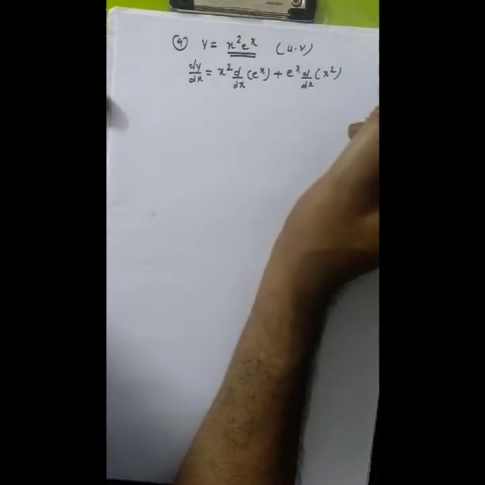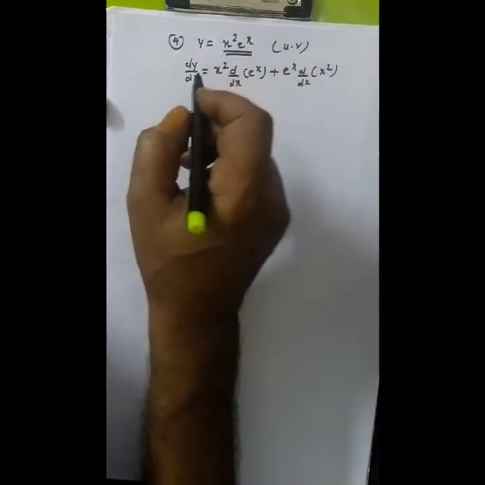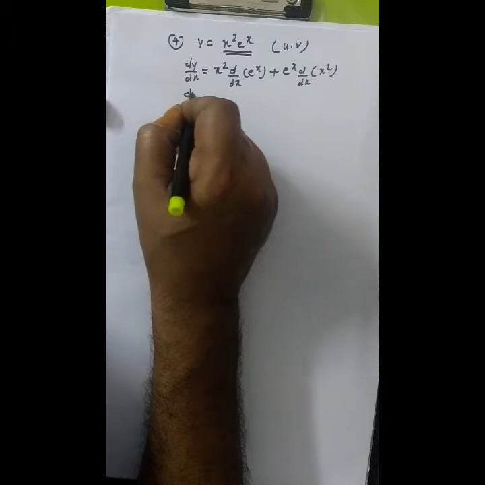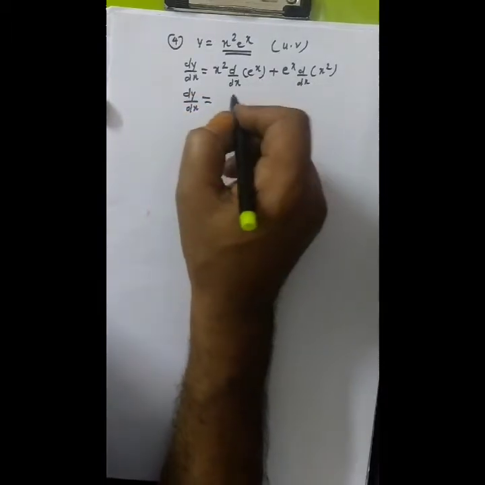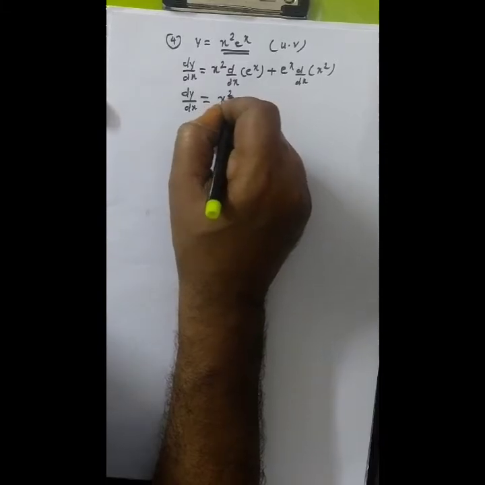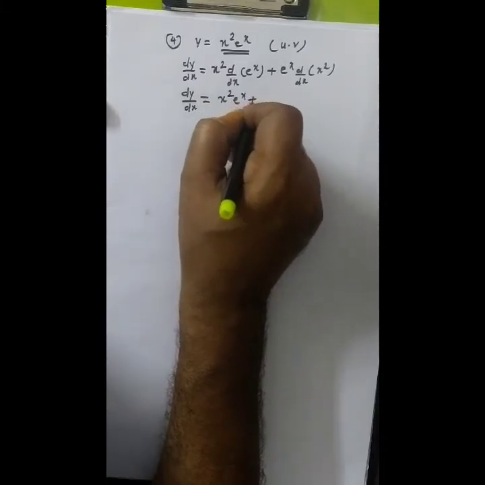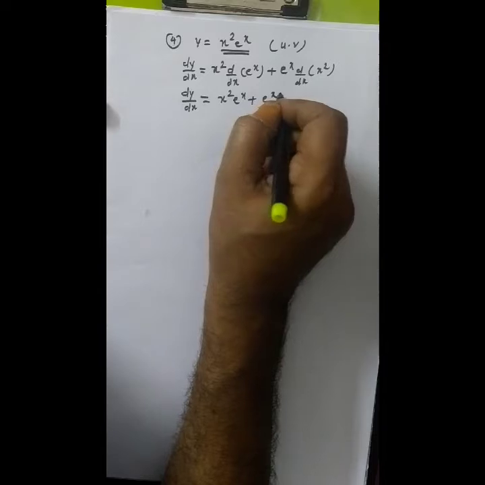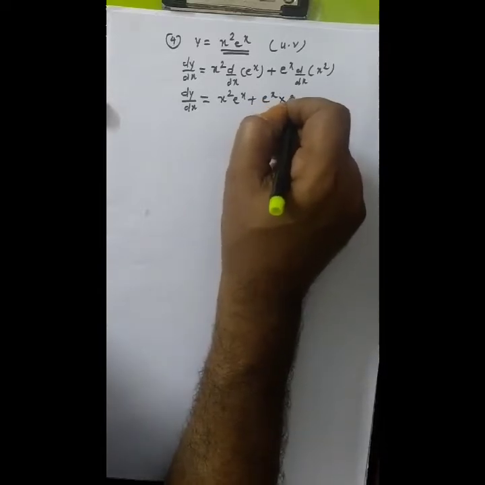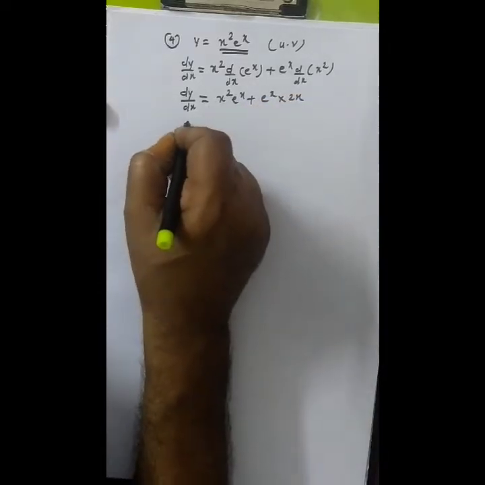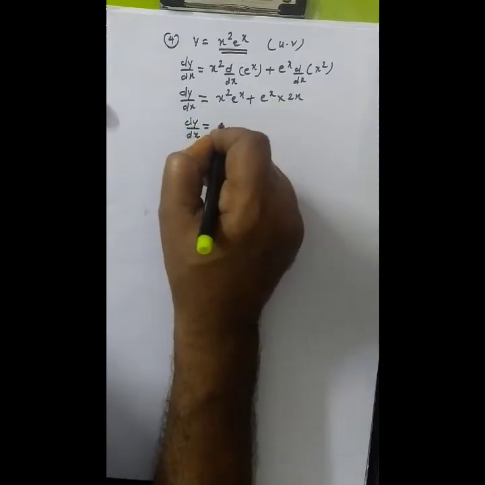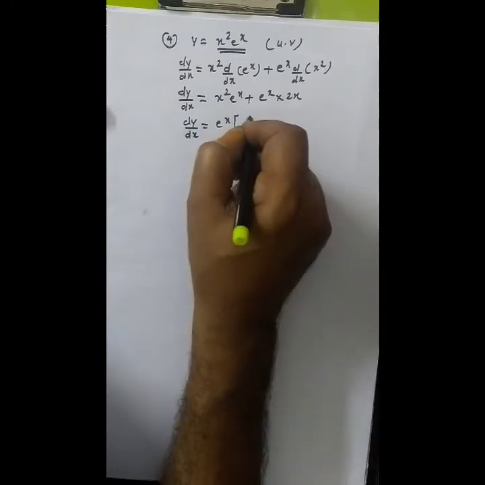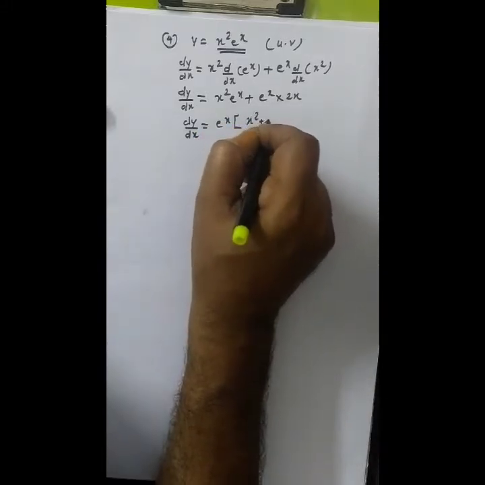Wherever d by dx is there, you should go on writing the derivatives. So it will be dy by dx equals to x square into derivative of e raised to x is e raised to x, plus e raised to x into derivative of x square is 2x. So dy by dx equals to e raised to x is common into bracket x square plus 2x.